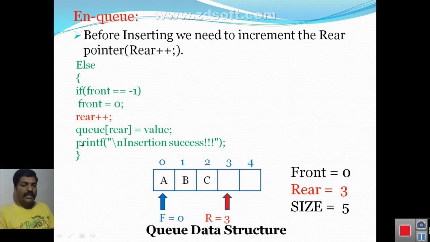After incrementing, the next line, q of rear equal to value. We are inserting the element through the rear pointer. Rear is 3, that is q of 3 equal to value. So we are inserting D. Similarly, after inserting D, again I am incrementing the rear pointer, rear plus plus. Then I am inserting the element.